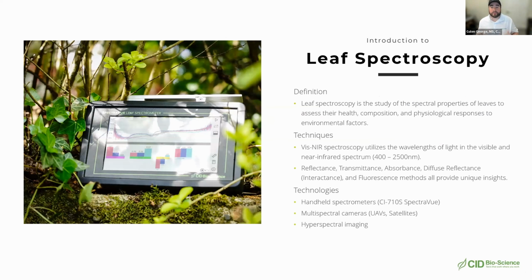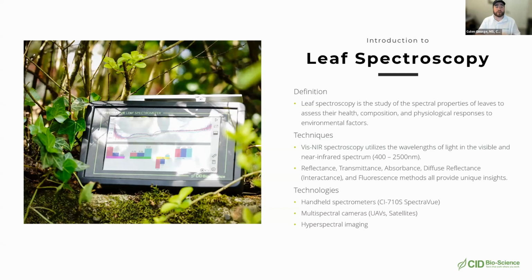So what is leaf spectroscopy? Leaf spectroscopy is the study of the spectral properties of leaves to assess their health, composition, and physiological responses to environmental factors. Now, in this webinar, we're going to be focusing on visible near-infrared spectroscopy. So this is light in the visible and the near-infrared spectrums, typically from 400 to 2500 nanometers. This is a vibrational spectroscopy approach.